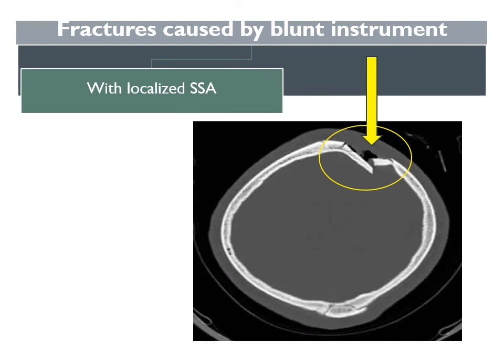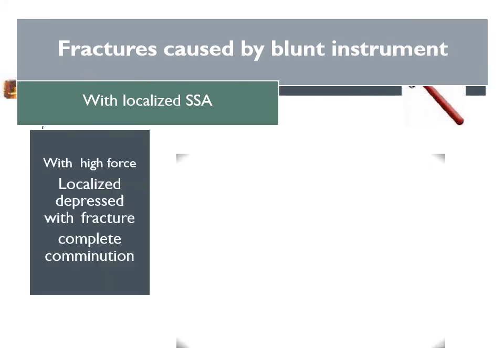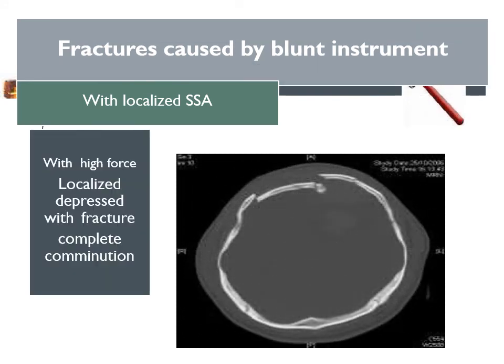This is a CT scan showing what? Showing localized depressed fracture. And here there is CT scan showing what? Showing localized depressed fracture with complete comminution, which is caused by what? Caused by blunt instrument with localized striking surface area and high momentum or high force.